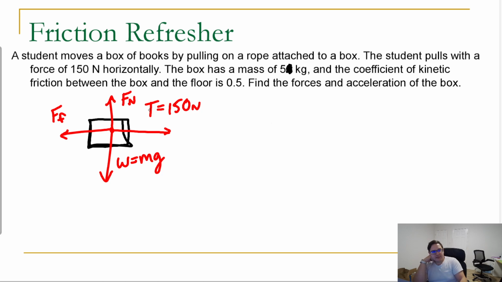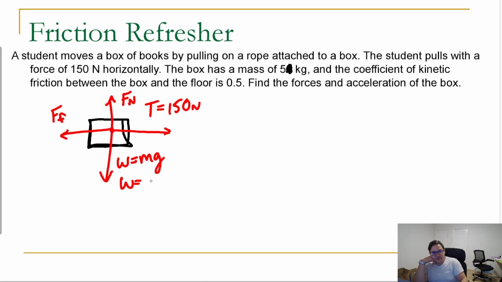Well, we've already got tension. What we don't know is if the object's moving at a constant velocity or if it's accelerating. So I can't say that the friction force and tension are equal. I can't say that. So let's try to do things that we do know.